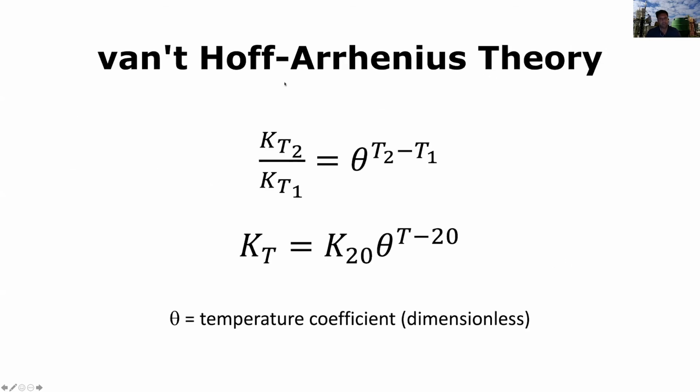So this equation is called the Van 't Hoff-Arrhenius theory, and it basically shows that there is a relationship between the K values at different temperatures, which is dependent on this dimensionless coefficient shown here as theta. So Kt is equal to K at 20 degrees times theta raised to the T minus 20, where T is the temperature of our system and 20 is the standard temperature where the K value is reported. We can also express this relationship between any two temperatures, T1 and T2.